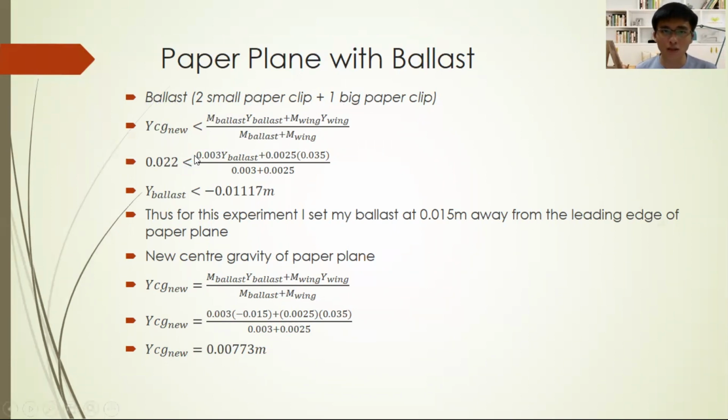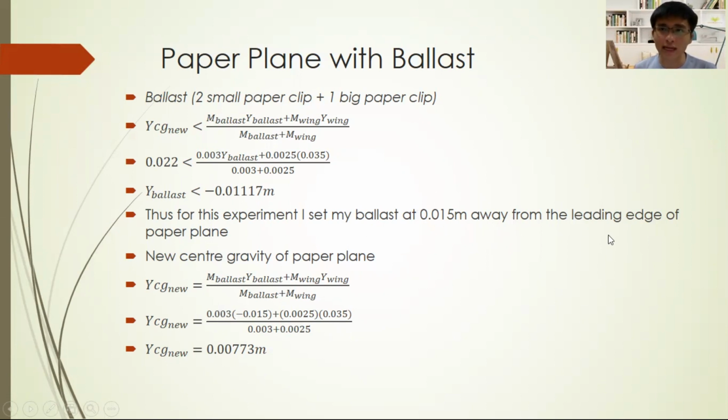So from here, I got that my weight must be below 0.022. This is because 0.022 is the aerodynamic center of my paper plane. So I need to put the weight in front of my aerodynamic center so I can have a smooth gliding. And from the analytical solution, I get the weight must be set up before negative 0.01117 meter. Thus, I set up my weight 0.015 meter away from the leading edge.